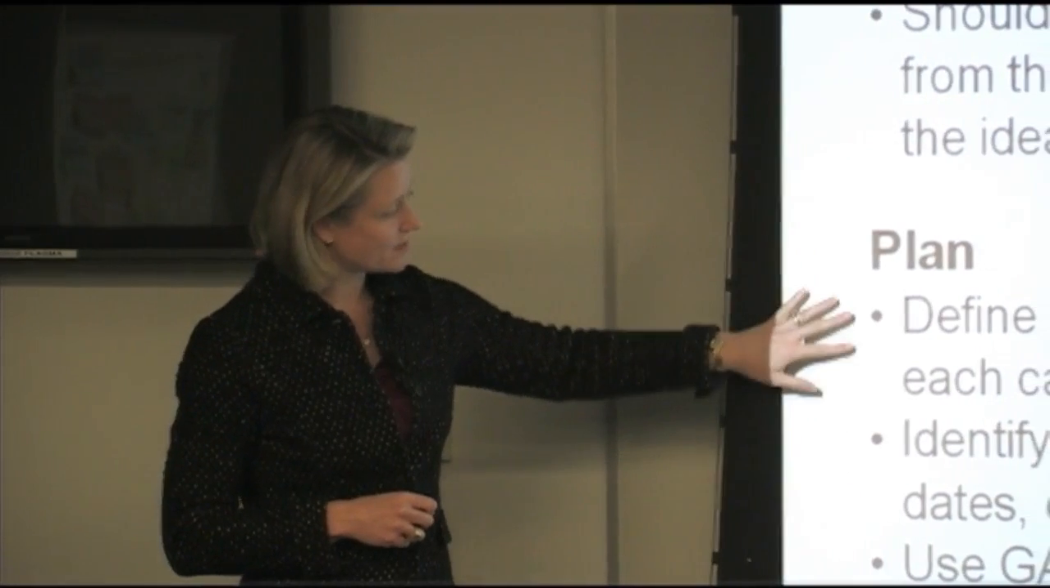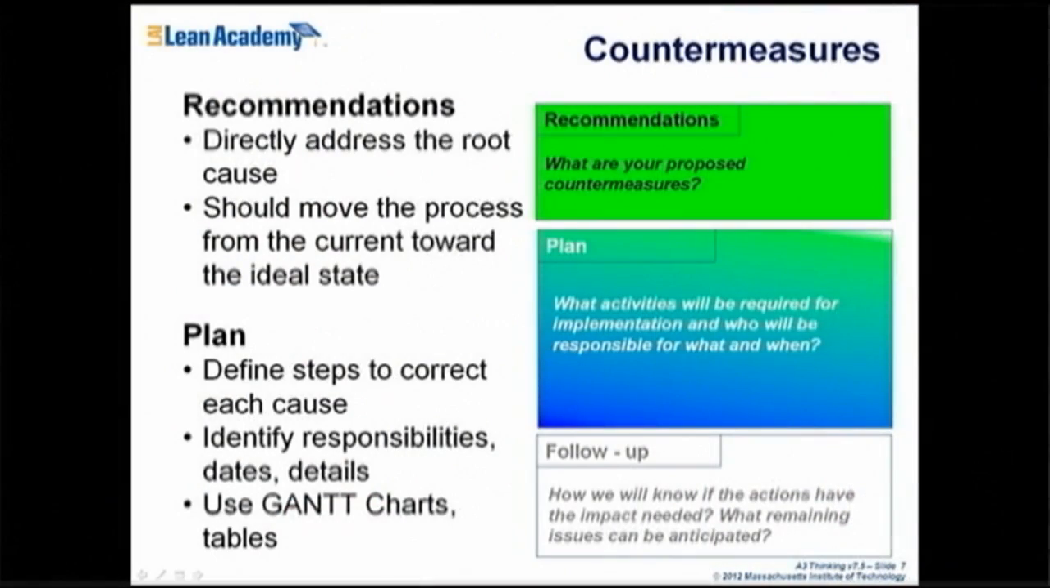And then in the plan section, that's where you're going to define the steps to correct each of the root causes. So again, traceability and connectivity back to that. And in the process of doing so, you have to identify who exactly is responsible for what and when and exactly what it is that they're going to do.